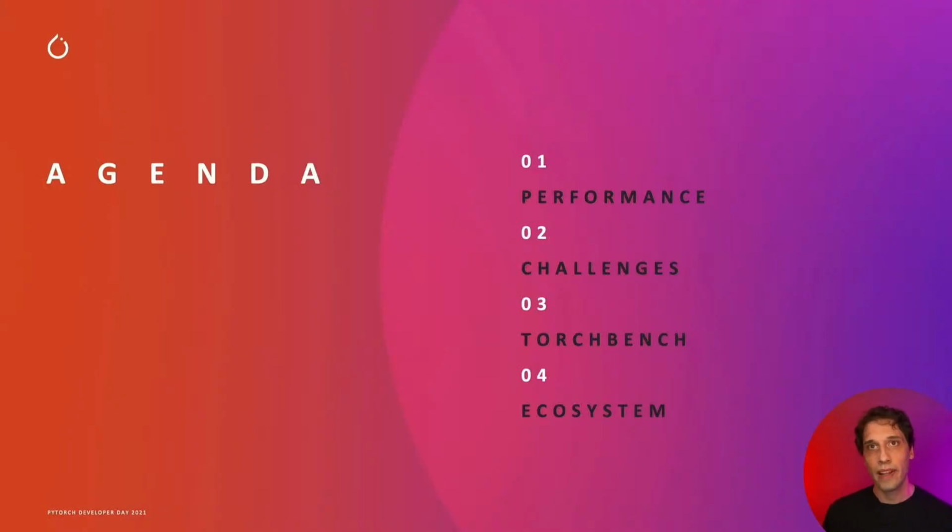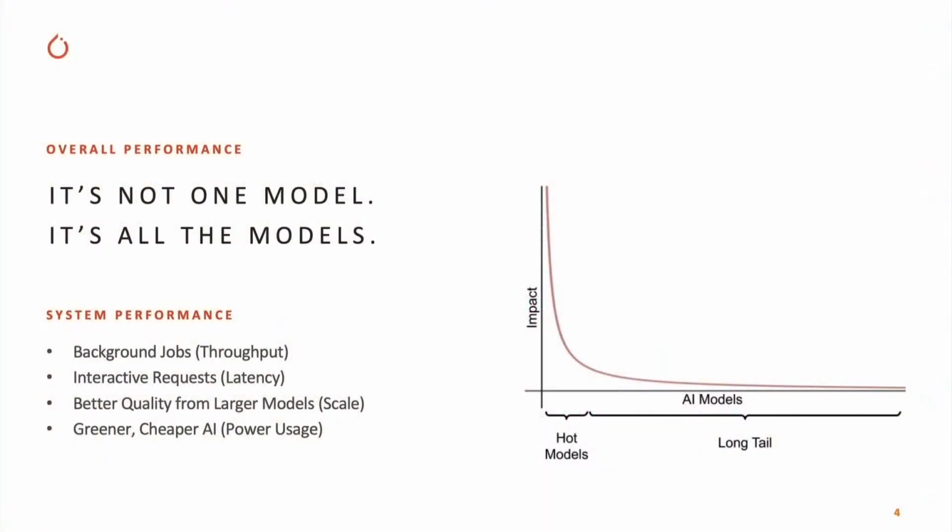We're going to talk about performance, what it is, what it means, and why it's important. We're going to talk about challenges in improving performance. And we're going to talk about one of our main tools that is new for improving performance for everyone, which is called Torchbench. And we're also going to be talking about how this fits into a larger ecosystem of user-driven benchmarking.